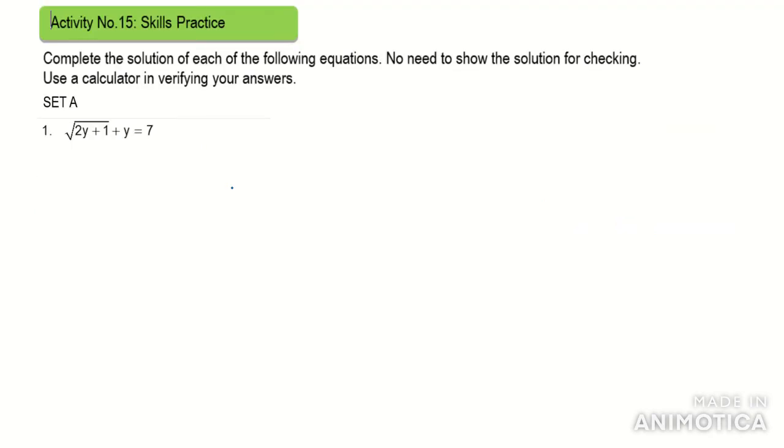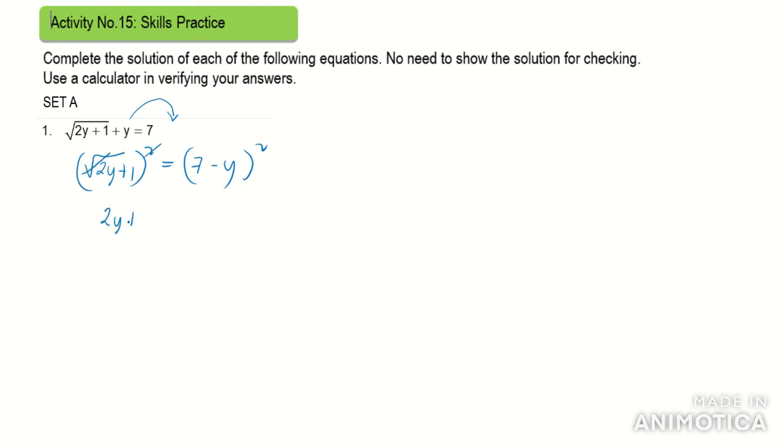So for practice, kindly answer this item. Pause this video for a while, then play it when done. So let's check. First, we are going to isolate square root of 2y plus 1 on this side. Obviously here it's not yet isolated. So what we are going to do is transpose y to the right side. So we have now square root of 2y plus 1 is equal to 7 minus y. And then we square both sides. So we can eliminate the radical sign here.